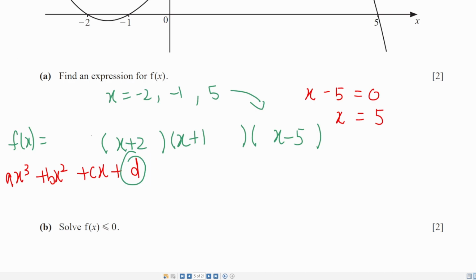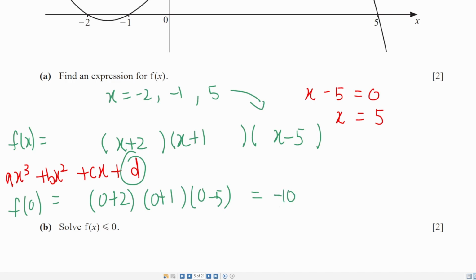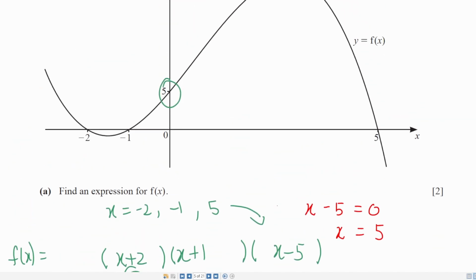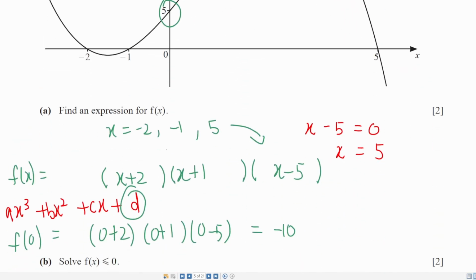Alright, so what can we do with this information, right? So knowing this, first of all, let's let x equal 0 in our existing graph. So just 0 plus 2, 0 plus 1, and 0 minus 5. Okay, so when we do the arithmetic, what can we get from this? We get 2 times 1 times negative 5, and we end up with negative 10. However, we do actually want the y-intercept of 5.